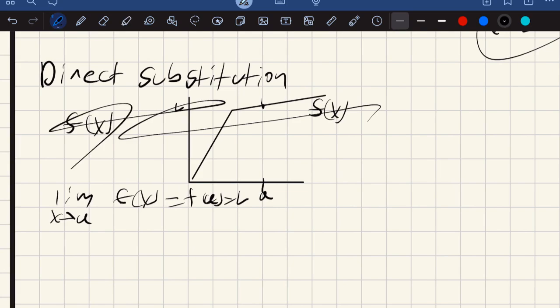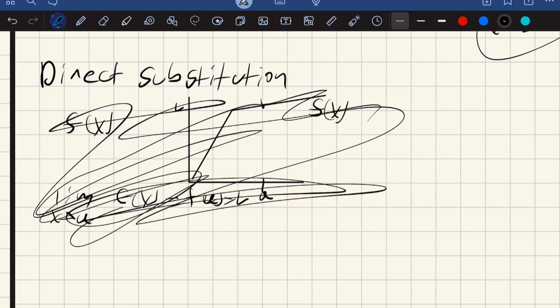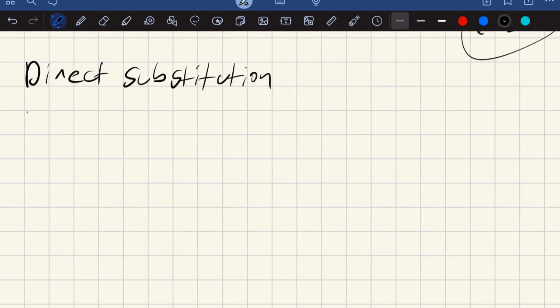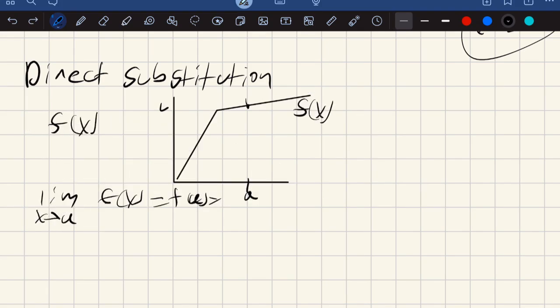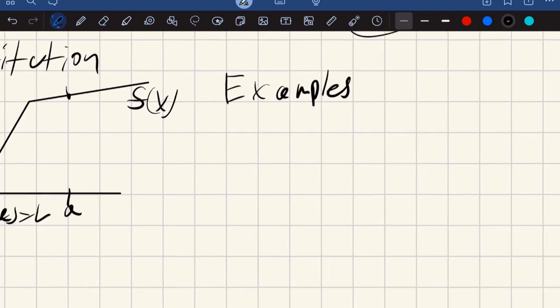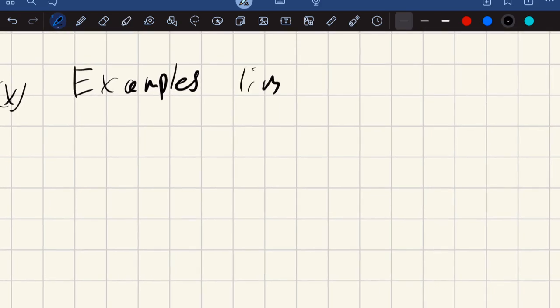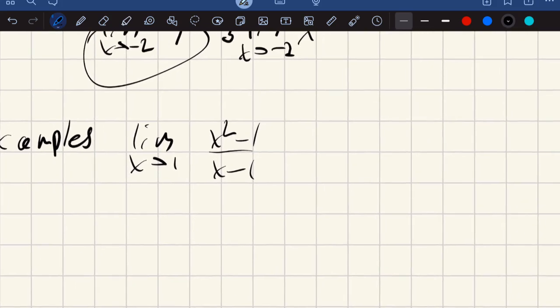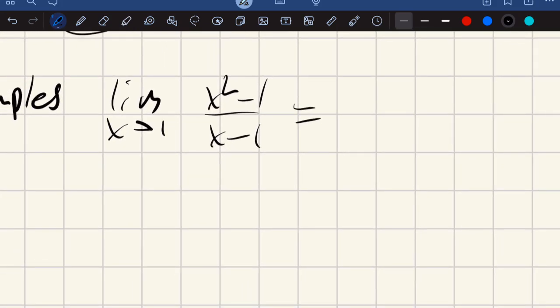So let's do some examples. Let's say we're trying to find the limit as x approaches 1 of x squared minus 1 over x minus 1. If you notice that if you plug in 1, you just get 0 over 0, and we don't know how to do those limits yet.